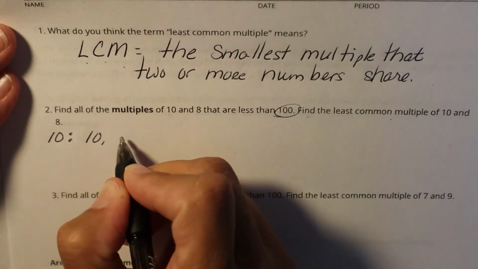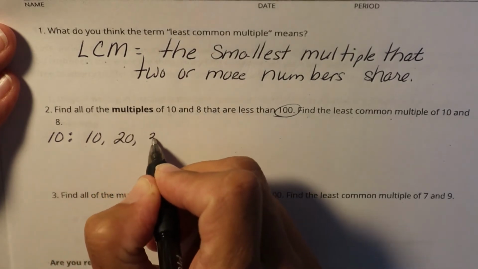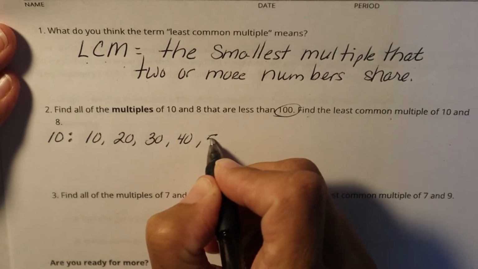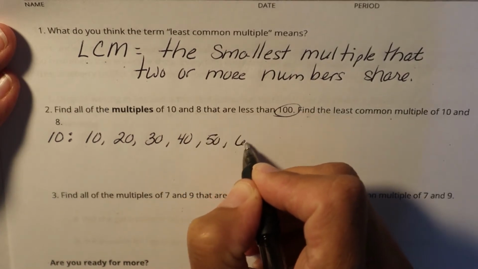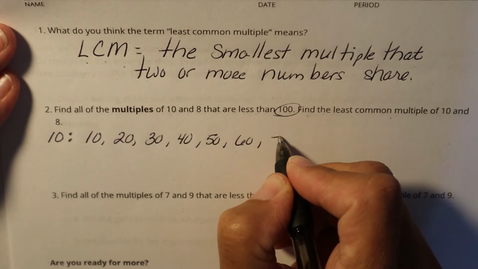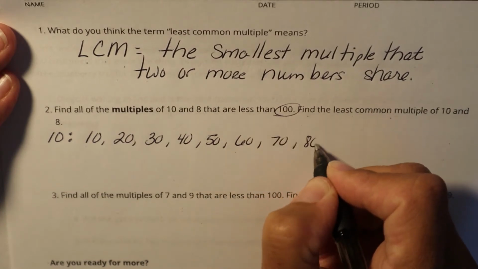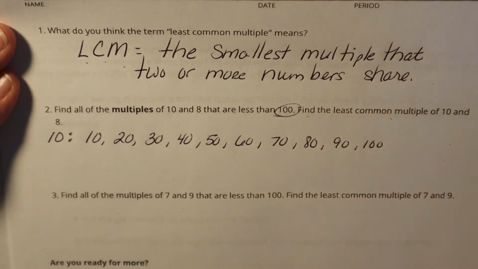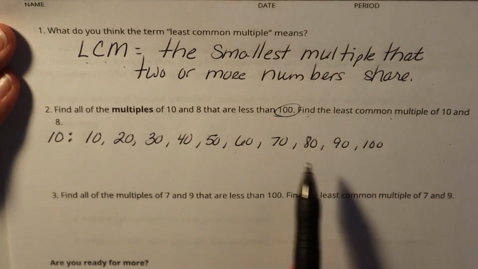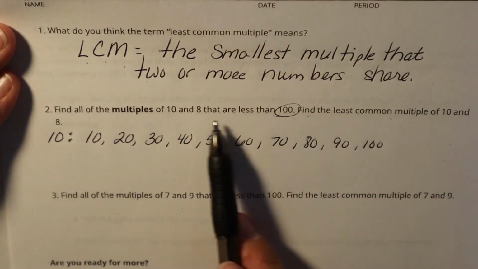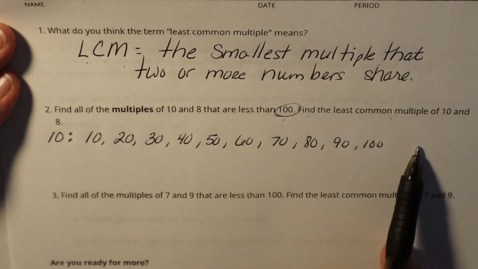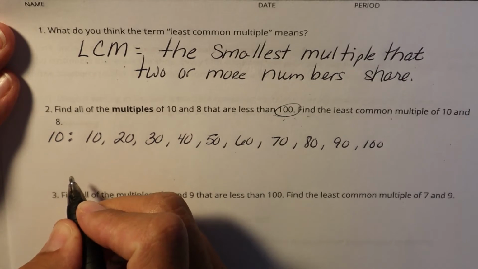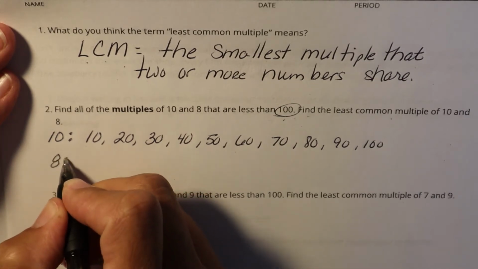So 10 times 2 is 20, 10 times 3 is 30, 10 times 4 is 40, 10 times 5 is 50, 10 times 6 is 60, 10 times 7 is 70, 10 times 8 is 80, 10 times 9 is 90, and 10 times 10 is 100. And I can stop because I'm going to find less than 100, so I don't have to go any farther than 100. Now let's come over here and make a list for the multiples of 8.